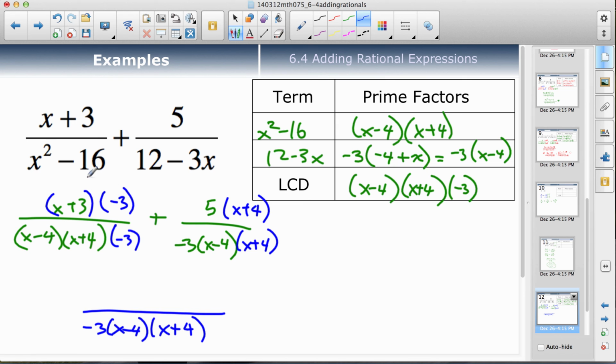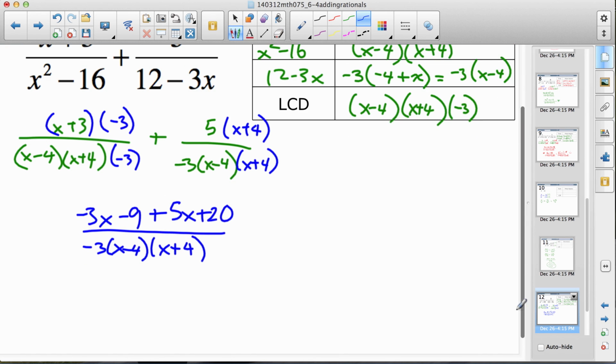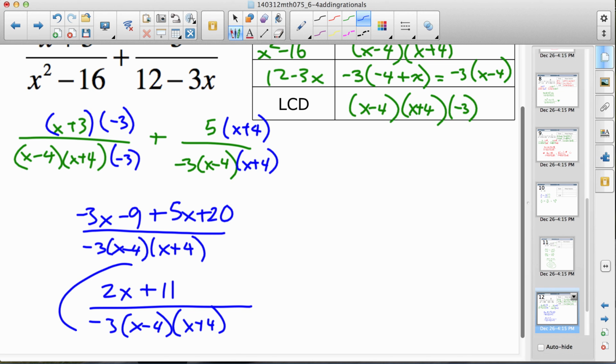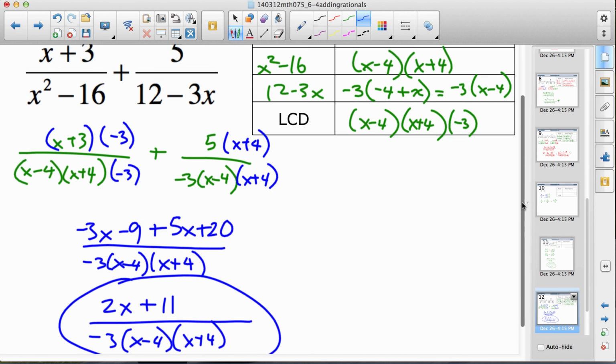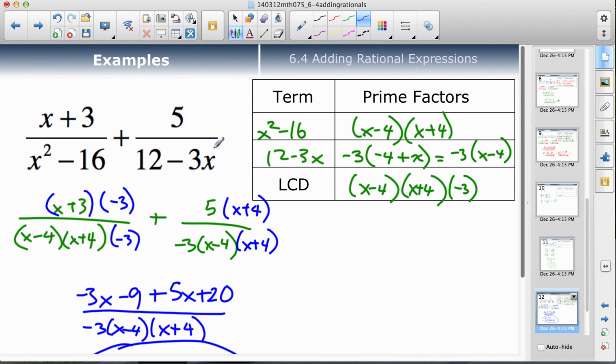Then here I'll FOIL, or distribute that through, so it'll be a minus 3x and a minus 9. And then plus 5x plus 20. Okay, now we'll keep the bottom the same, x minus 4, x plus 4. And the top, minus 3x plus 5x, so it would be a 2x. Negative 9 plus 20 would be a plus 11. So this would be the sum of that there.